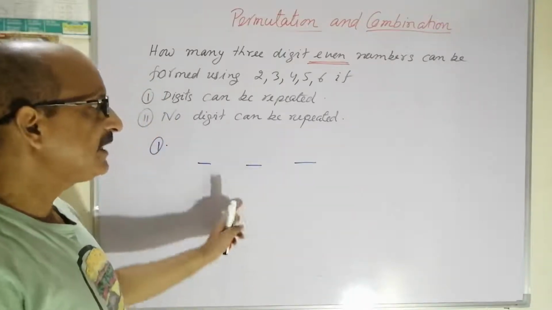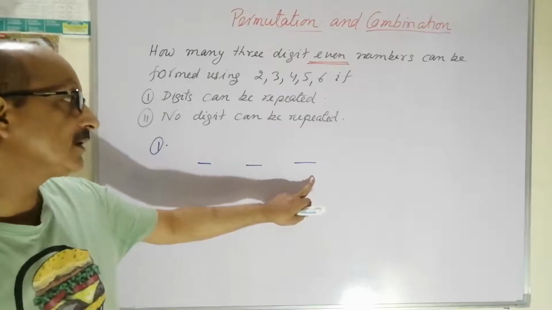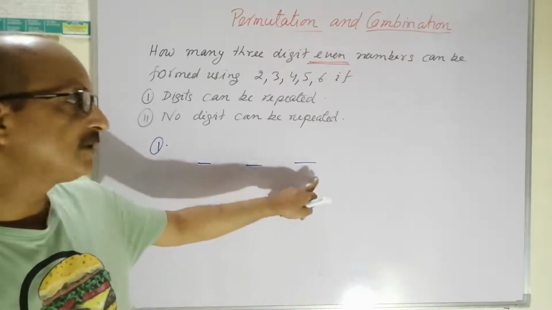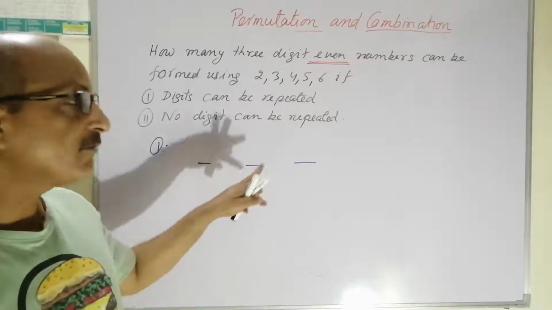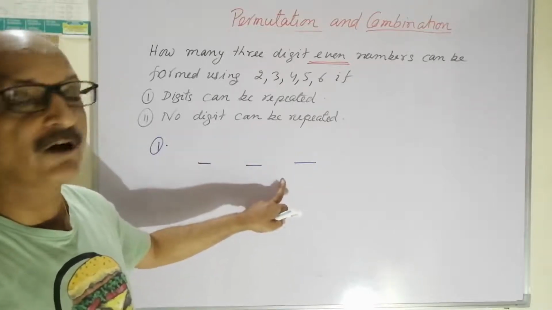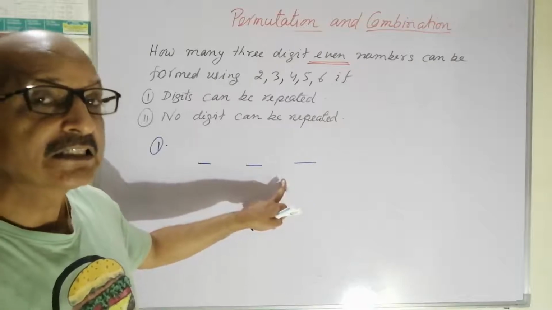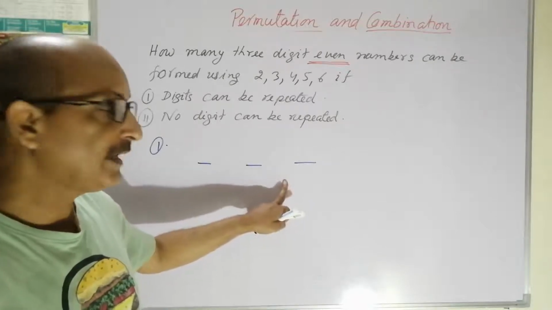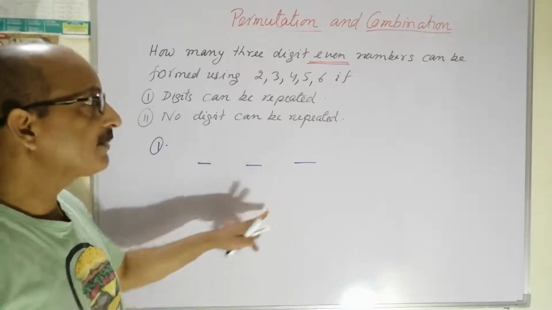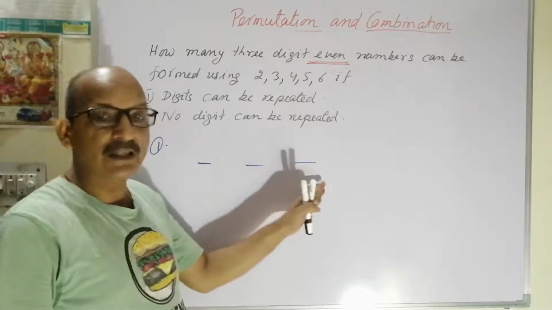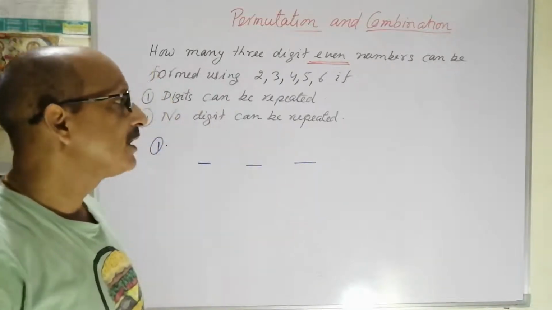Now here we'll start from the right. I think I have told you in the previous video, we can start from right or left, it doesn't matter. But where a condition is there, we have to start from there. Like in the previous question, 67 was the leading number, so we started from the left only. We can't start from the right. Here, even number depends on the last digit, so we'll start from the rightmost.